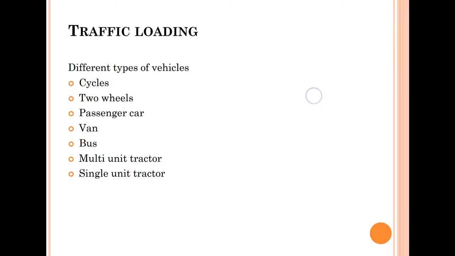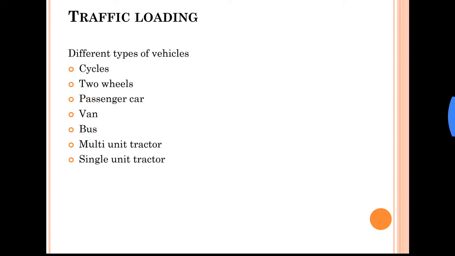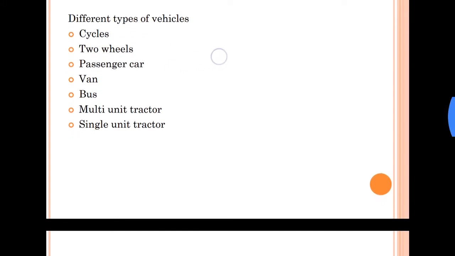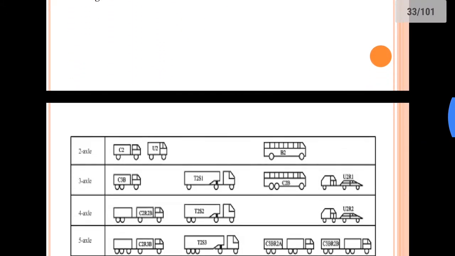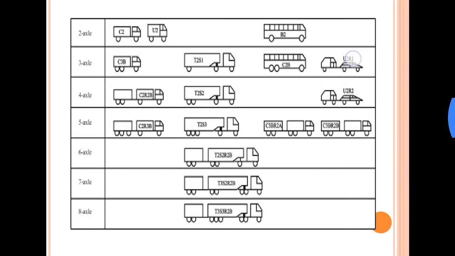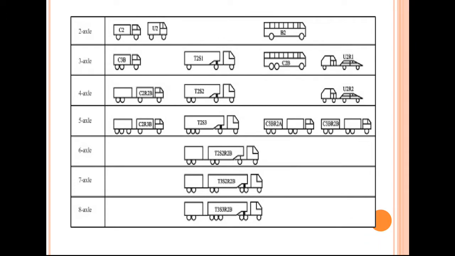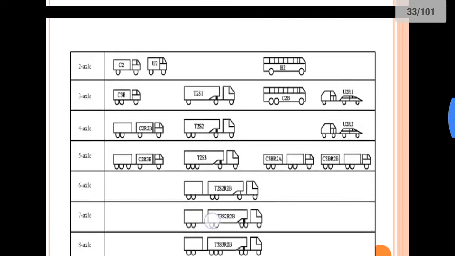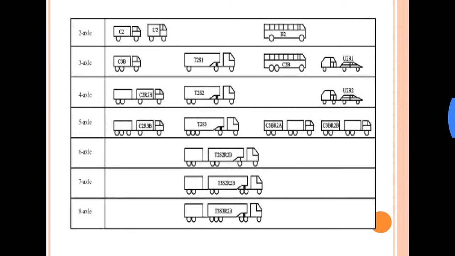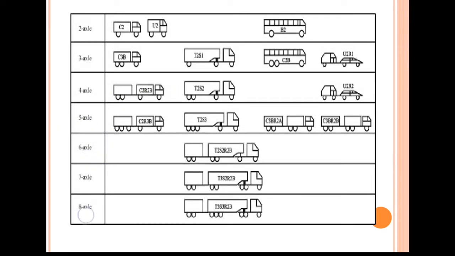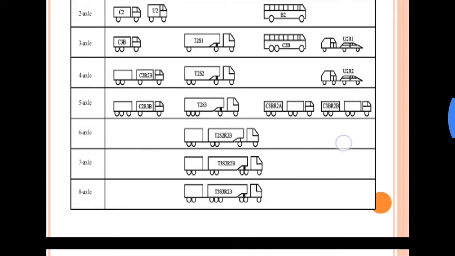Then under traffic loading conditions, this we have already discussed. There are different types of vehicles in use, which are cycles, two-wheeler, passenger car, van, bus, multiple unit tractor and single unit tractor, etc. There are different vehicle combinations or axle combinations that could be used for design. We have gone through this in the traffic engineering part. There could be vehicles having 3 axles, 4 axles, 5 axles, 6 axles, 7 axles, even 8 axles. So the load applied through each of these vehicles would be different.